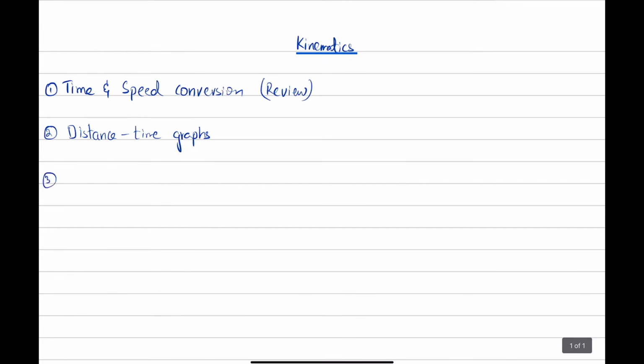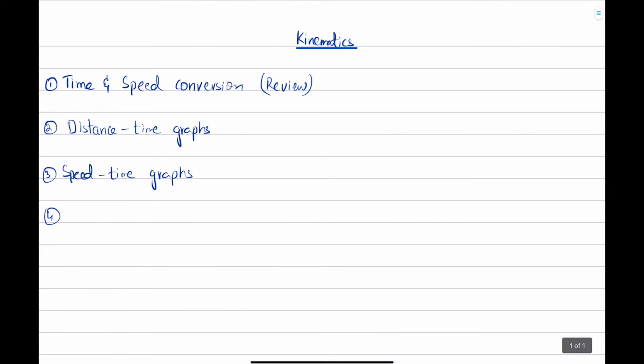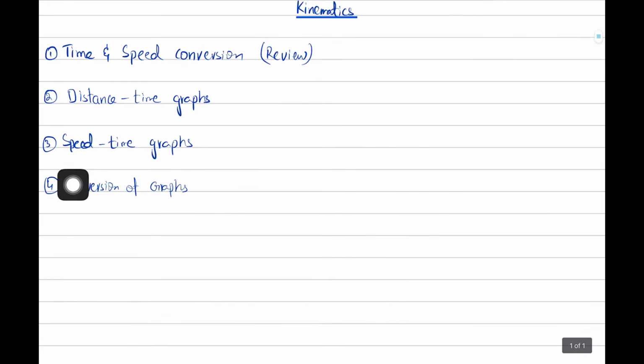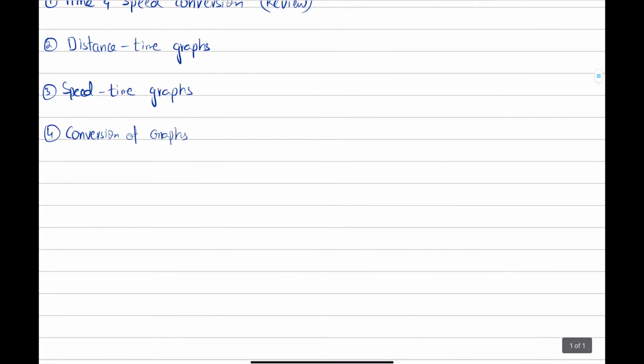And then we will learn how to make speed time graphs, and then we will learn conversion of graphs, which is not frequently tested. But it's still part of the syllabus. So maybe what we can do is cover the first 3 concepts today and leave this for the next class. Let's see how things play out.